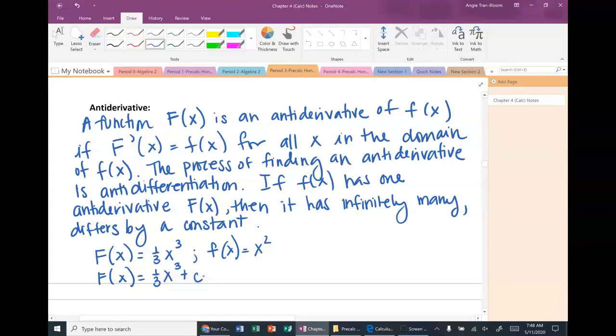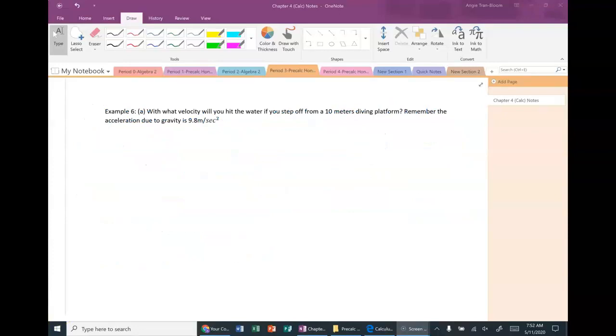So technically I can have big F of x equals 1/3 x to the third plus negative 1000. Big F of x equals 1/3 x to the third plus negative 5. So whatever the constant is, you can have as many antiderivatives as you want. Example 6 from 4.2. This is our last example in section 4.2.